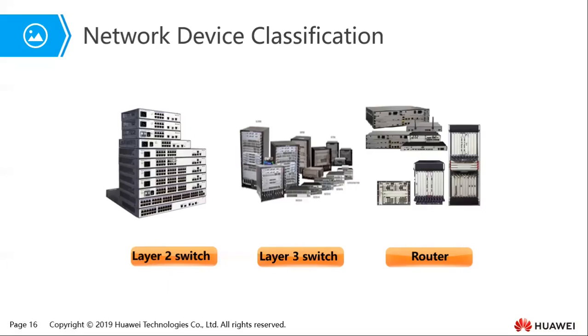Now, before we look at how to select a device, we might first of all need to understand some of the devices that make up a network. The most common is what we are seeing here. So you might need to purchase a layer 2 switch, a layer 3 switch, and a router. So these are the most common.